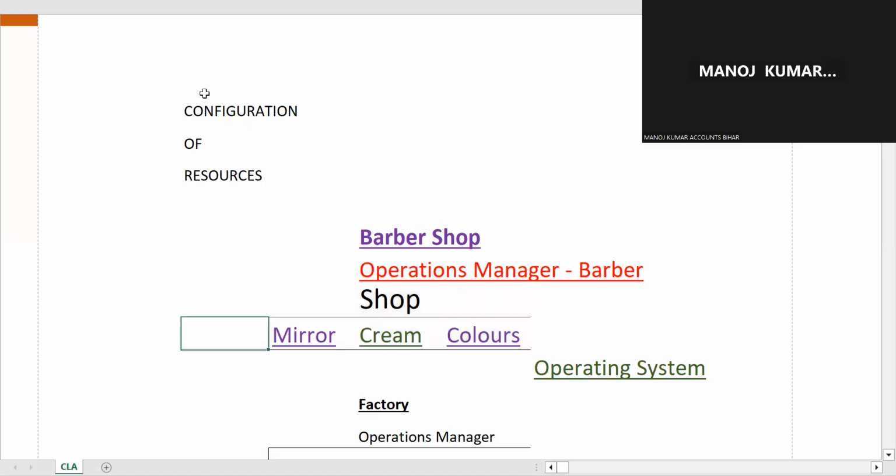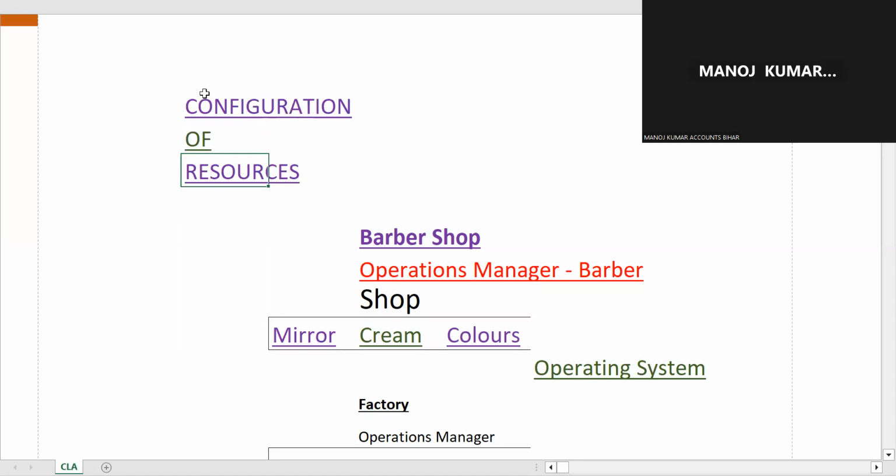This is called as what? Configuration of resources.